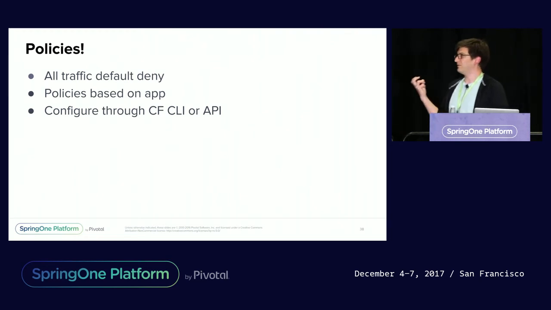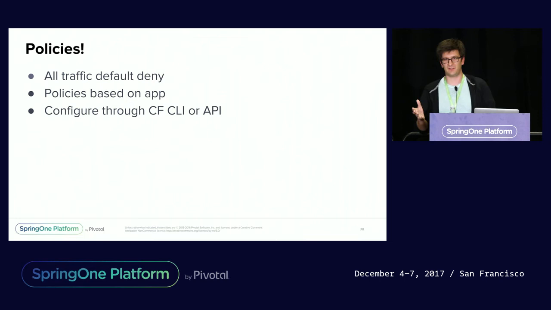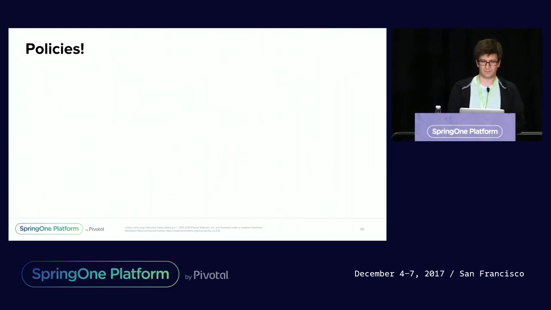And you can configure policies through the API as well, which gives you a little bit more flexibility if you want to create policies between applications that are in different spaces, for instance. The API is a better use case for that, as well as if you wanted to drive some of this policy creation through automation that may be tied into other parts of your workflow.